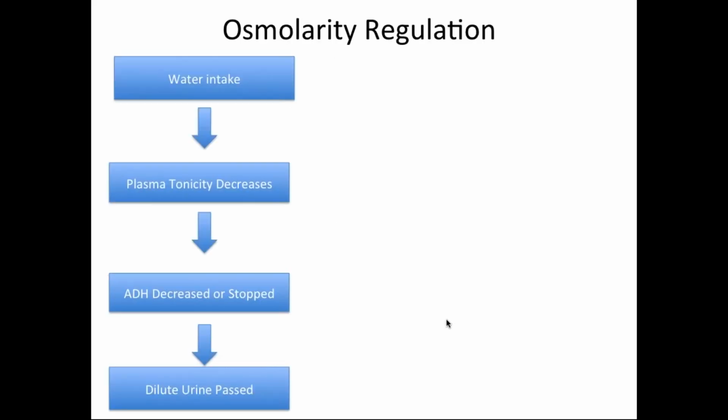So how does the body regulate osmolarity? So again, if there is an increase in water intake, the plasma tonicity will decrease. This decrease is sensed by the hypothalamus, by the osmoreceptors, and with that, the ADH will be decreased or stopped depending on the severity of hyponatremia and hypoosmolarity. And then with no ADH present, a dilute urine is passed.